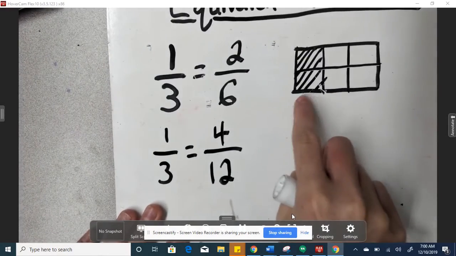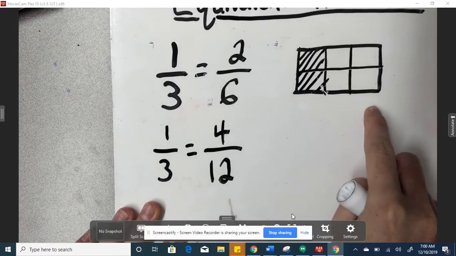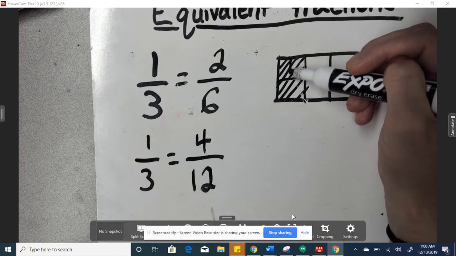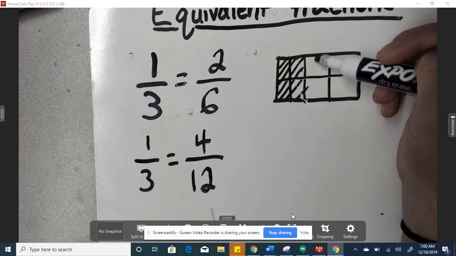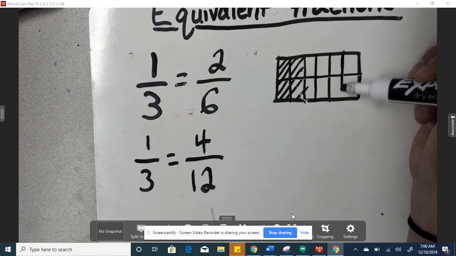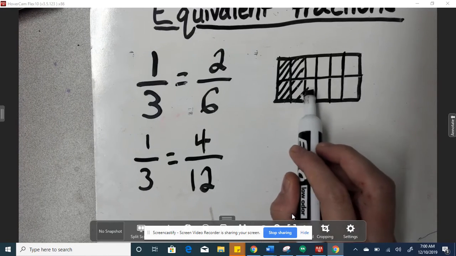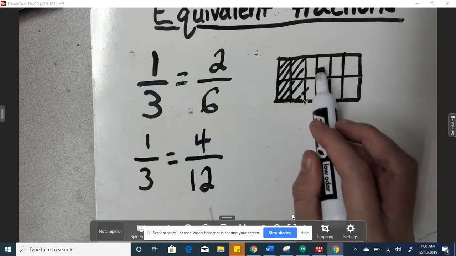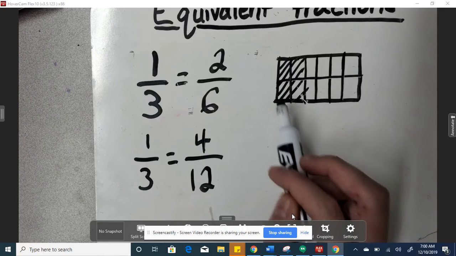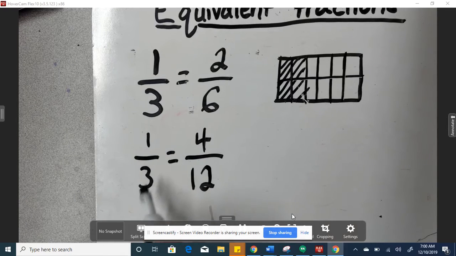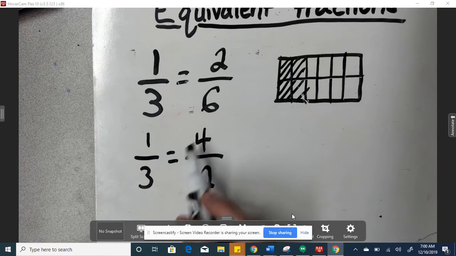So let's look here. We can draw that on our visual model on our paper. We're going to cut each of these thirds in half. Notice we didn't shade anymore, we didn't erase. Let's make sure we have all the right pieces. We have 1, 2, 3, 4, 5, 6, 7, 8, 9, 10, 11, 12, and 1, 2, 3, 4 of them are shaded. So 1/3 is equivalent to 4/12.